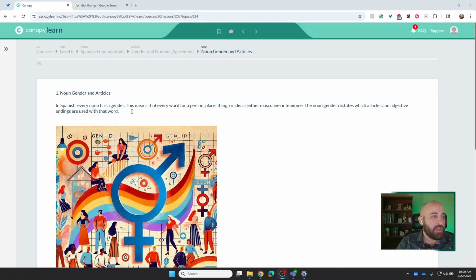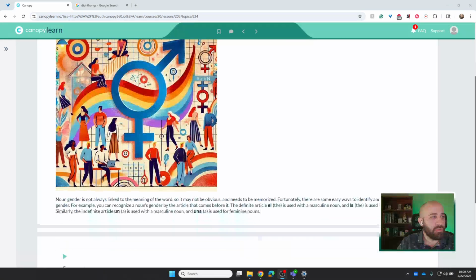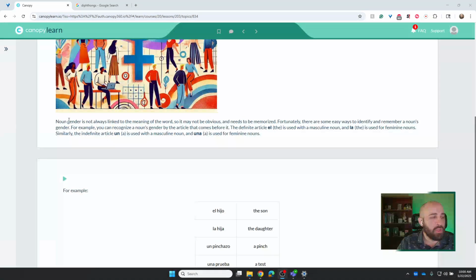In Spanish, every noun has a gender. This means that every word for a person, place, thing, or idea is either masculine or feminine. The noun gender dictates which articles and adjective endings are used with that word. Noun gender is not always linked to the meaning of the word, so it may not be obvious and needs to be memorized.